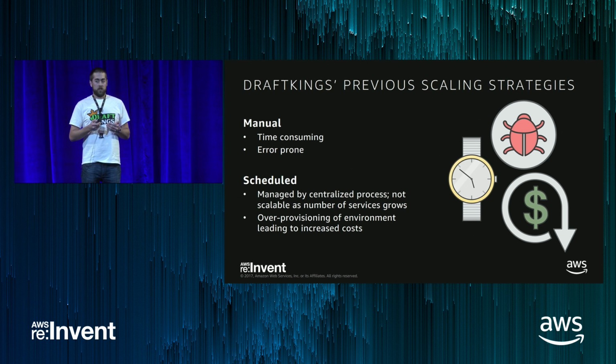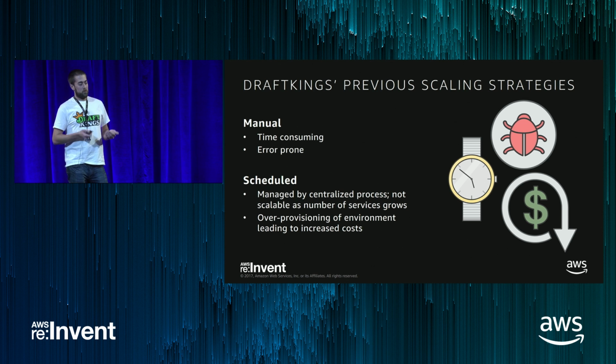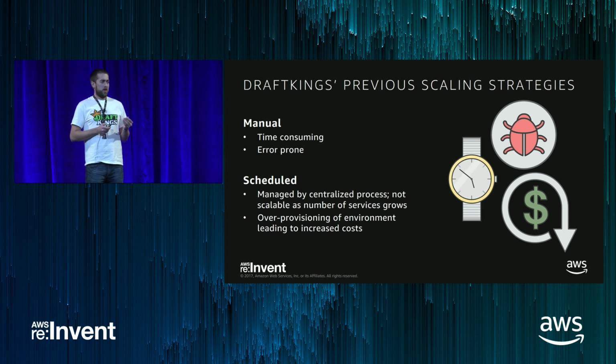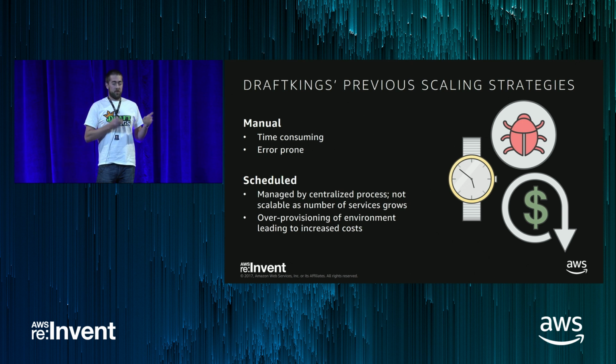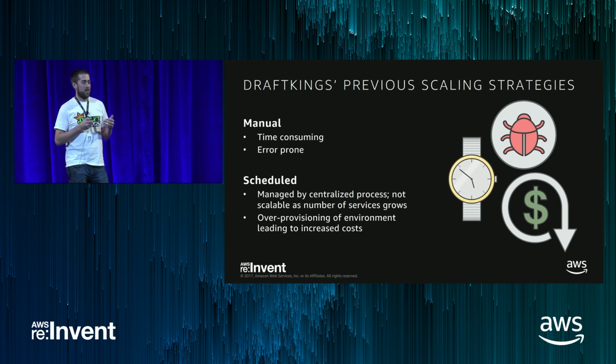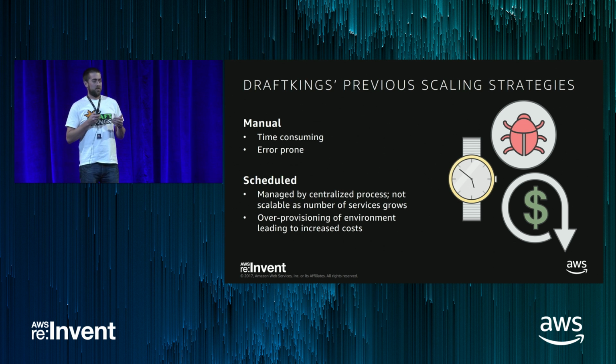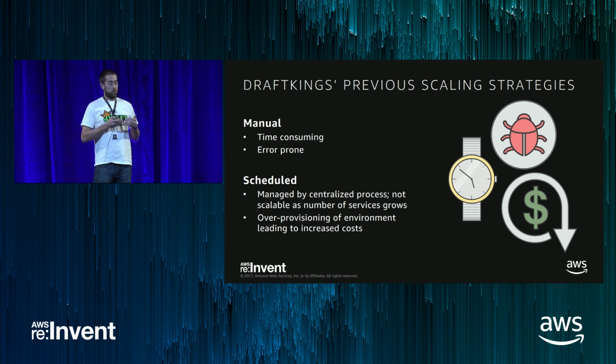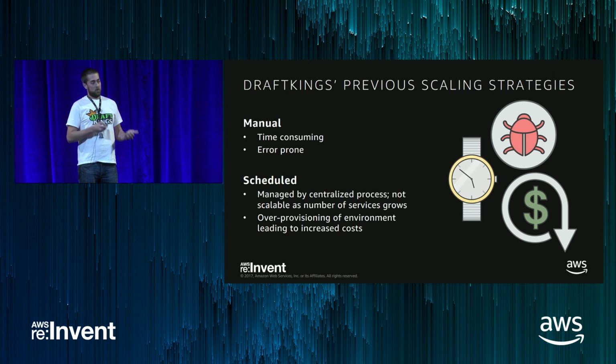The next strategy that we tried for scaling was a scheduled approach, where we created a centralized process that would manage the scale-up operations, and it was set on a cron-based trigger. So that actually solved some of the problems of having to have an engineer spend time scaling the system, but we left a lot of money on the table because there were times when we would scale up where we had more servers than we needed, and obviously paying for servers that you don't need is not optimal.